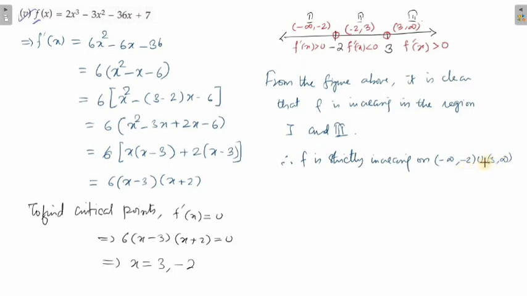Now, f is strictly decreasing on the remaining interval, that is where f dash of x is negative, and that is the open interval -2 to 3. Okay, so we have got our answers. So this is how we need to do it. Pause the video and note down the solution.